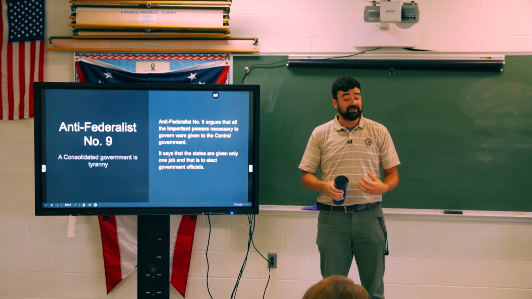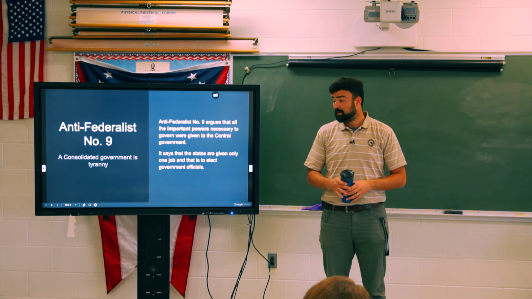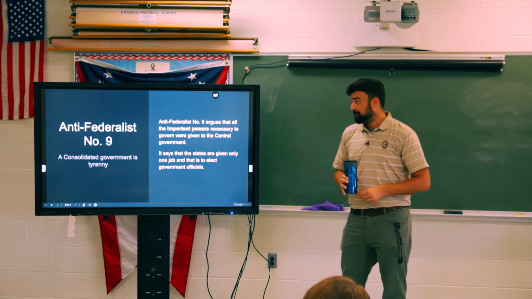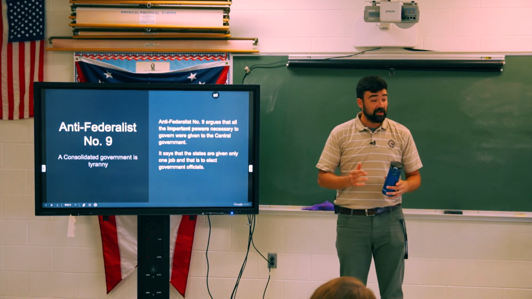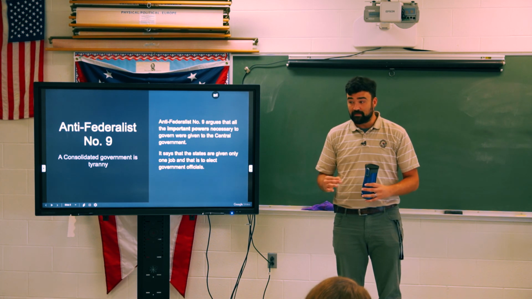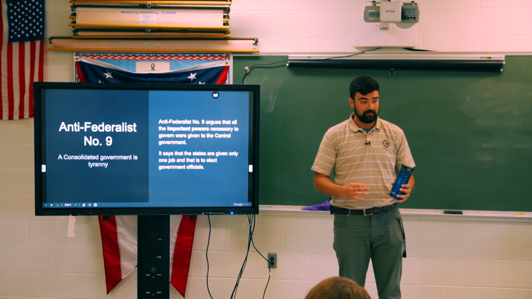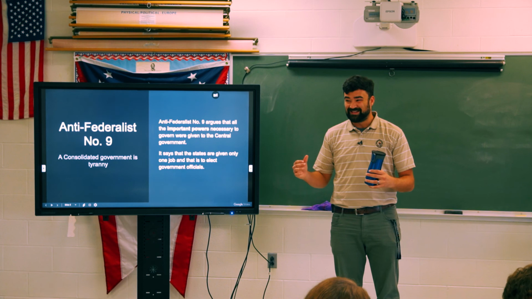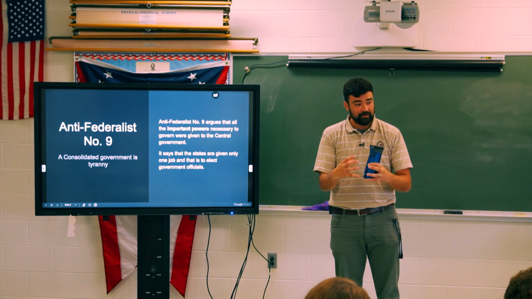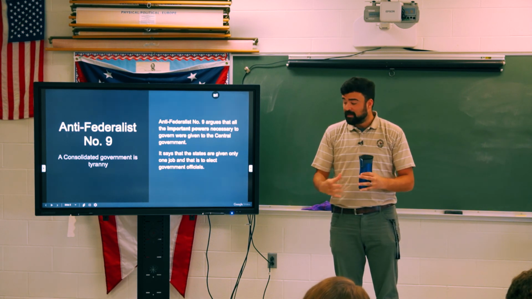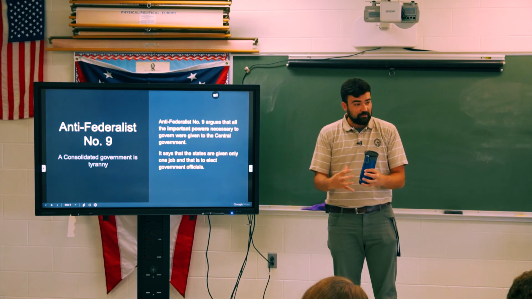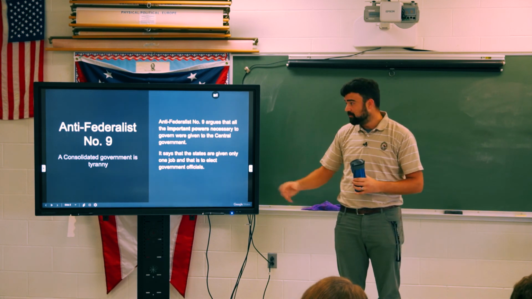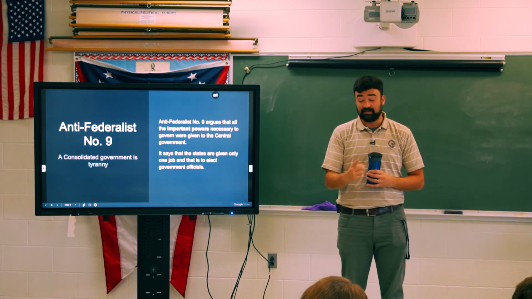Let's read into what some of these essays said, okay? Anti-Federalist number 9. You could say the main idea here is that a consolidated government is tyranny. When we consolidate something, we push it all together, right? You group it all together. And he's saying when we do this, when we group this government all together, strong central government, we're creating tyranny, or a chance for tyranny.